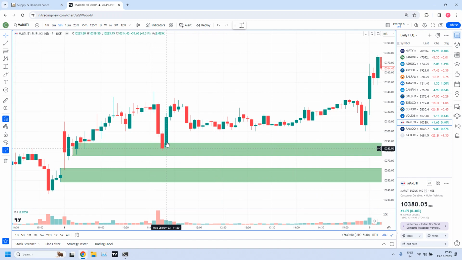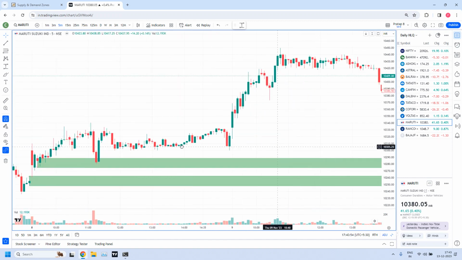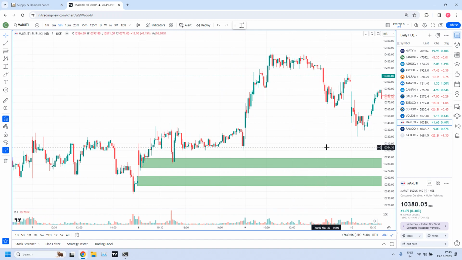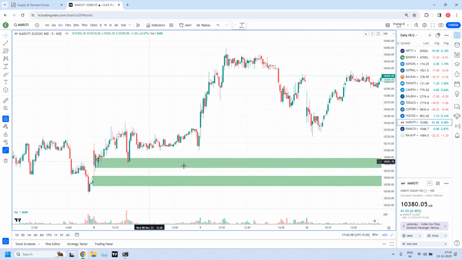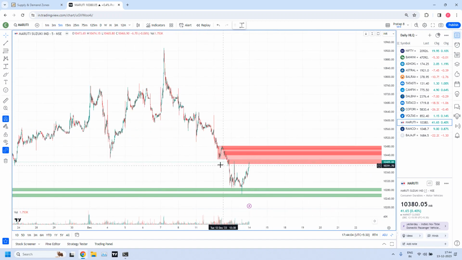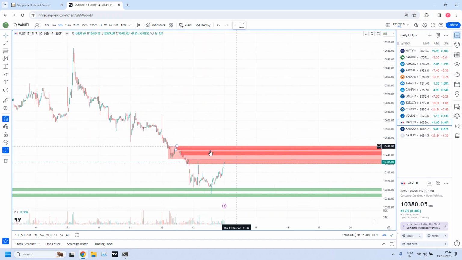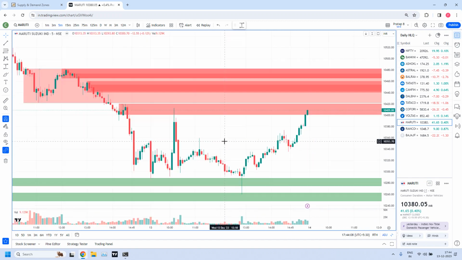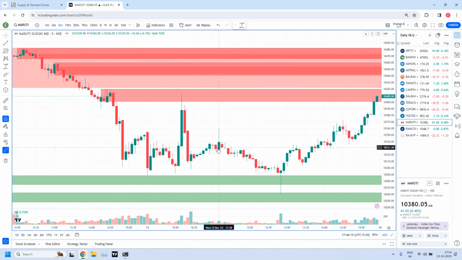Now, moreover, this zone is a fresh zone. Drop, base, rally is a fresh zone. So, as per that, today, Wednesday at 9:15, prices entered into this zone.